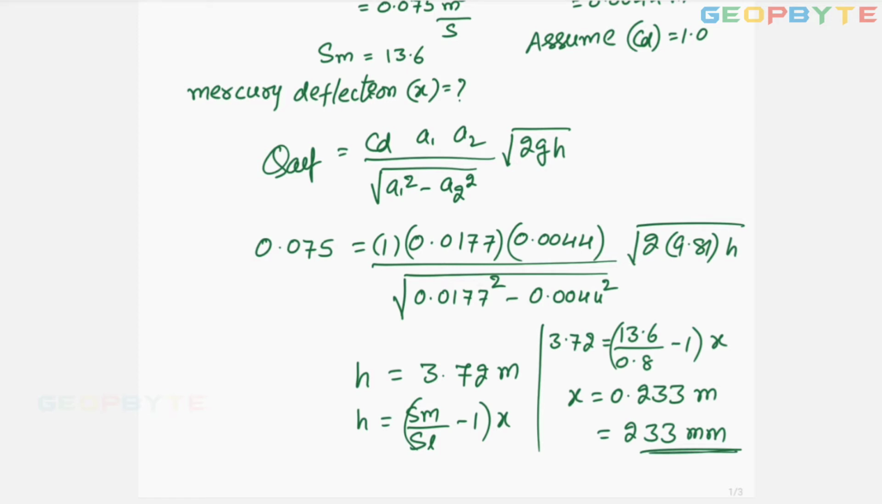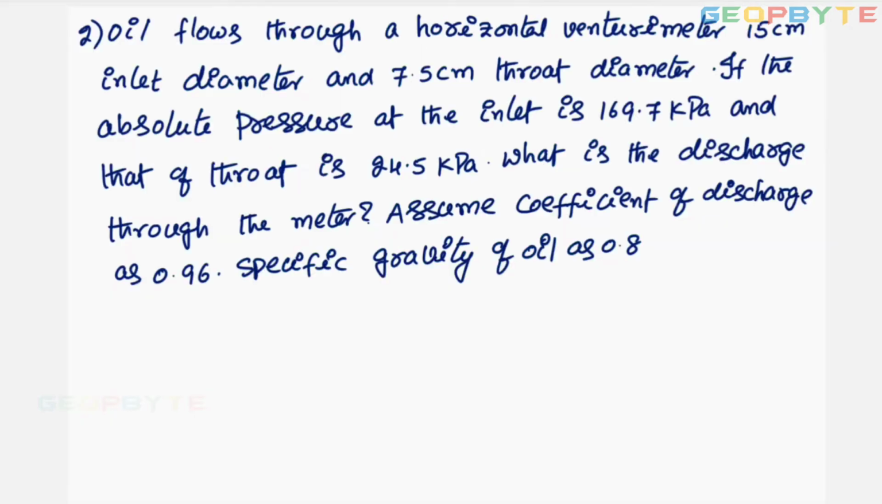I hope all of you got it. Let us take one more problem. Look at the second problem. Oil flows through a horizontal venturimeter, 15 centimeter inlet diameter and 7.5 centimeter throat diameter. Let me write the given data.